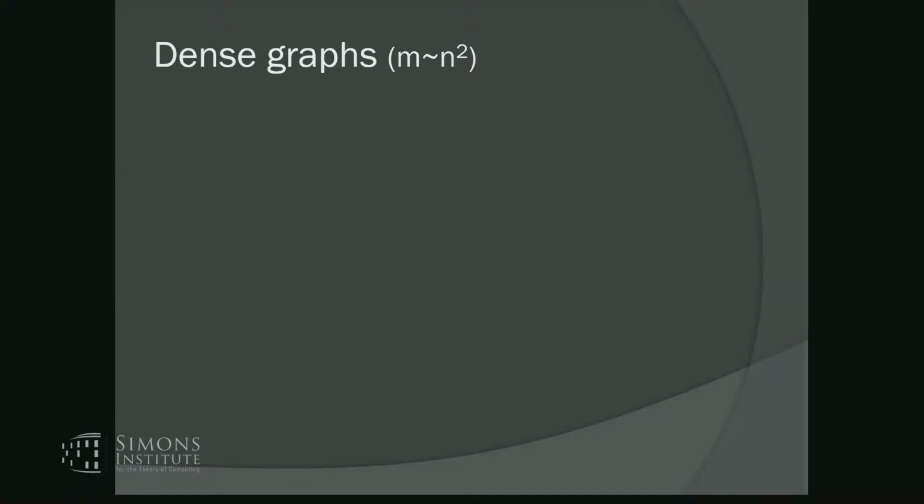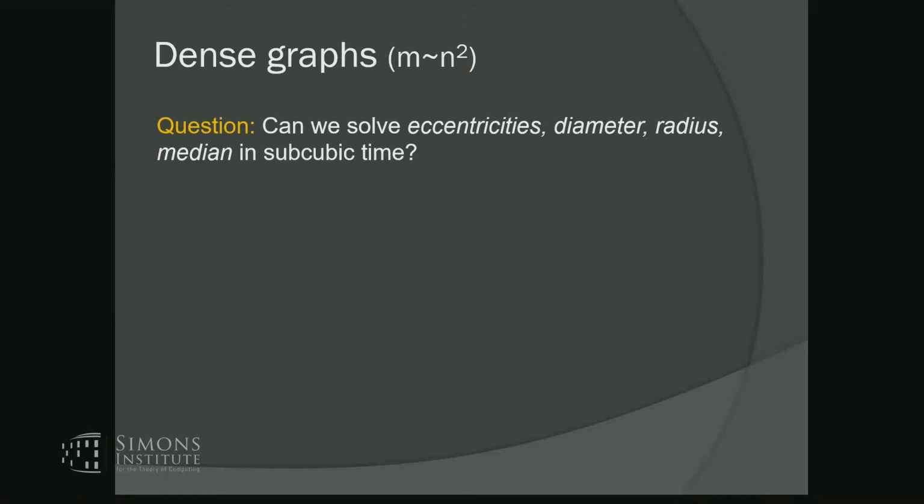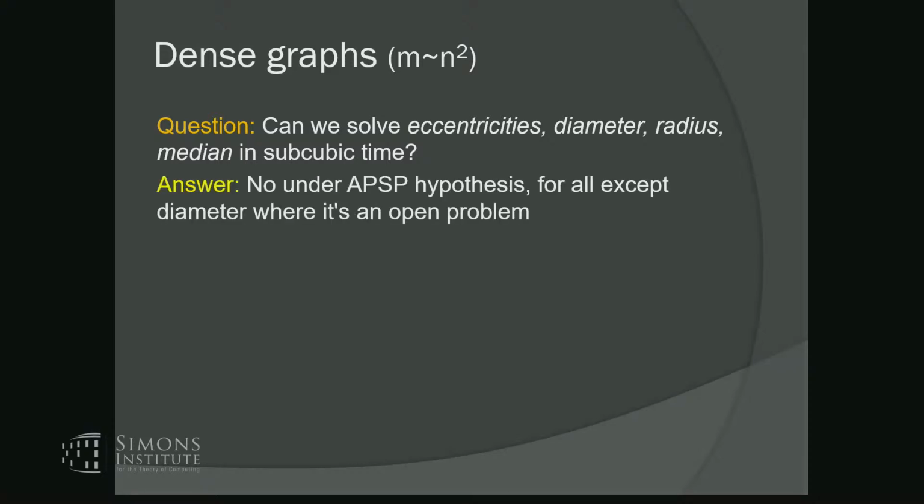Okay, so now the question that we're asking is, can you solve these problems, eccentricities, diameter, radius, etc., in subcubic time? And the answer here turns out to be kind of interesting. It turns out to be no, you can't do it under the all pairs shortest path hypothesis that Virginia mentioned earlier. However, it's actually not known for diameter.